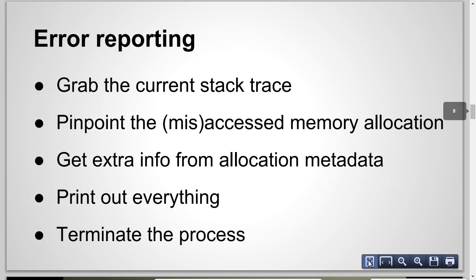So when we eventually think that there's an error, we grab the current stack trace, we try our best to find the exact memory allocation this address came from. We try to get some extra information about this allocation, like where was it allocated, where was it deallocated, and stuff like that, and print every useful piece of information to the user and terminate the process.